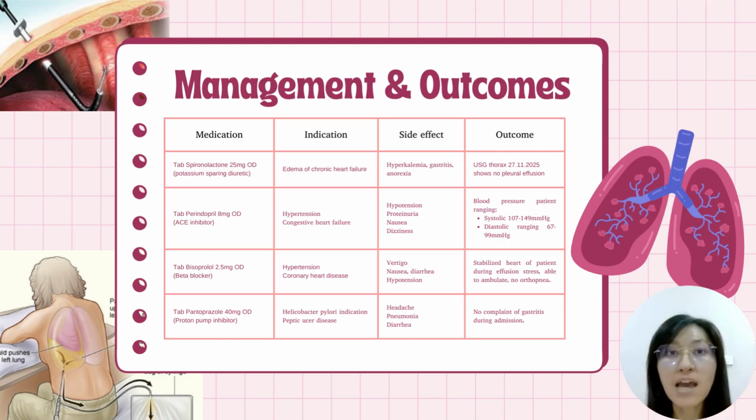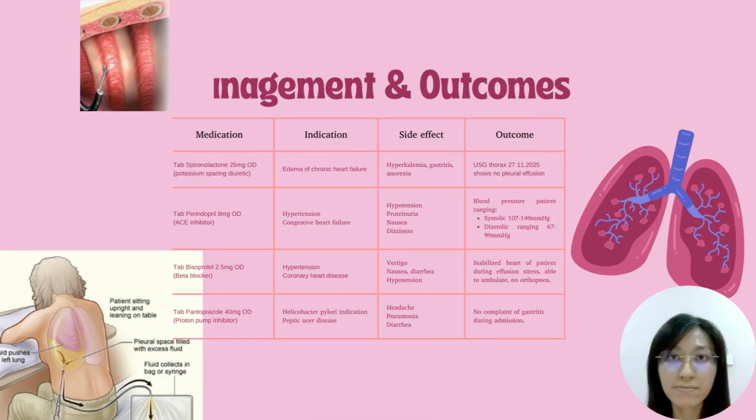And remember, just now I mentioned the side effects of ethambutol and pyrazinamide. Both of those medications can cause abdominal distress and peptic ulcer disease. Hence, here we can see that the doctor prescribed the patient tablet pantoprazole 40 mg once a day as prophylaxis for the abdominal distress and peptic ulcer disease.